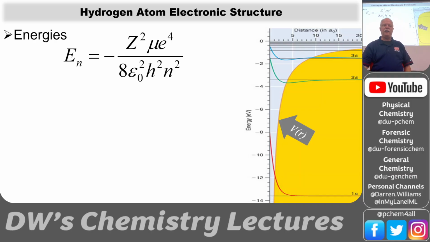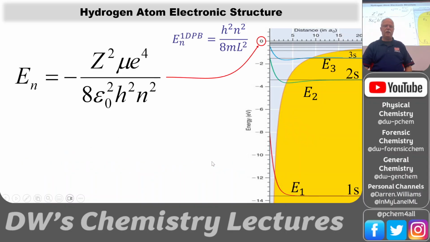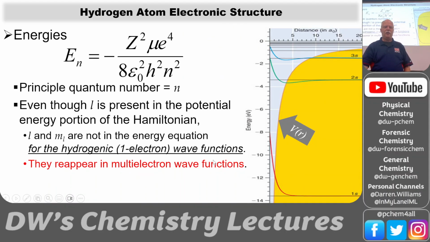So here's the energy equation that comes out of that Schrodinger equation. And I want to point out something important. So this is our principal quantum number, n, right here in the denominator. Even though L is present in the potential energy of the Hamiltonian, L and m sub L don't show up in the energy equation for the hydrogen atom, but they reappear in the multi-electron atoms. So our energy equation, this is the hydrogen atom energies.